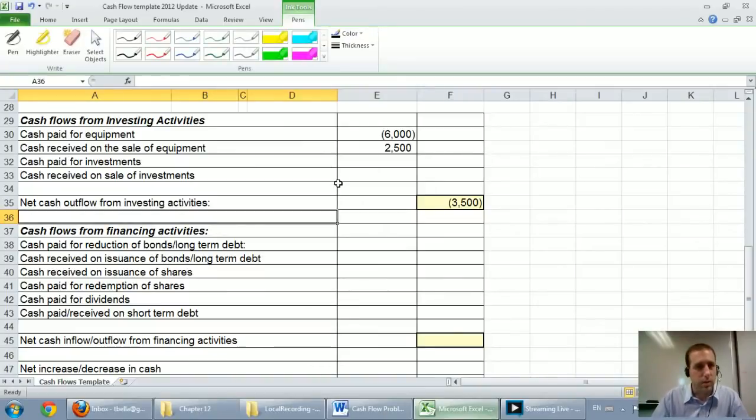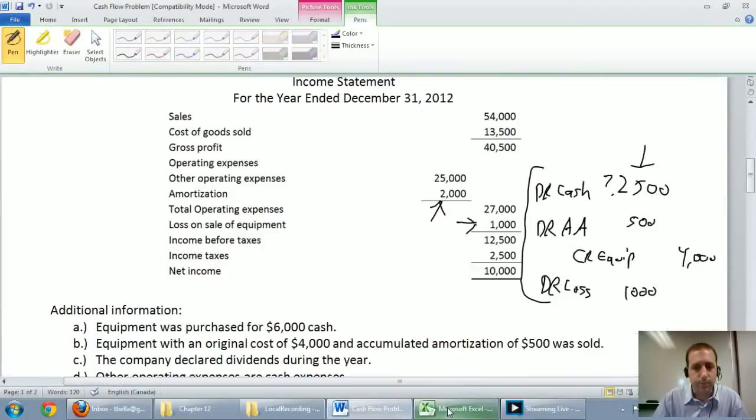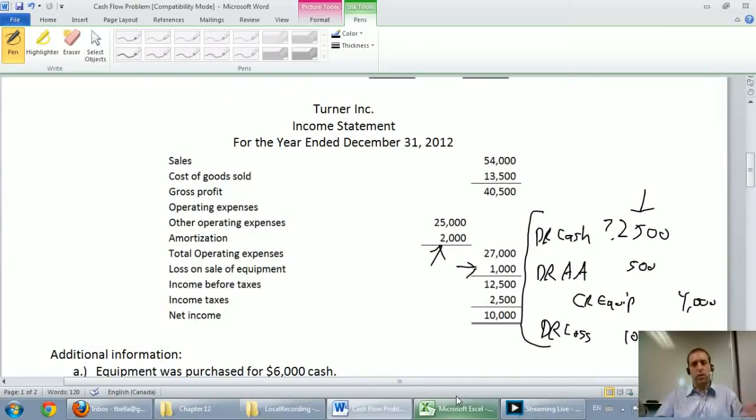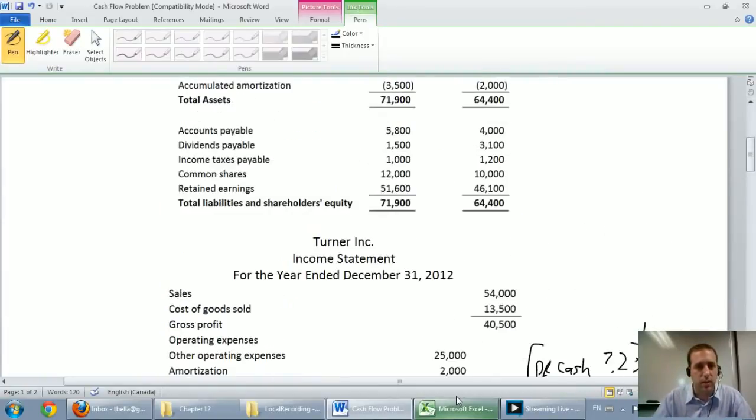I was going to split this into two videos, but why bother? Let's do the financing section now. In the financing section, we're tracking changes in equity. I'm actually looking for changes in long-term liabilities as well as equity. So I'm looking for new loans or paying off of old loans. I'm also looking for share issues, and the final thing I'm looking for is dividends.